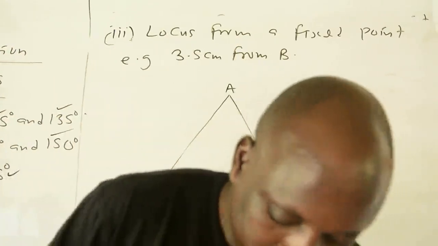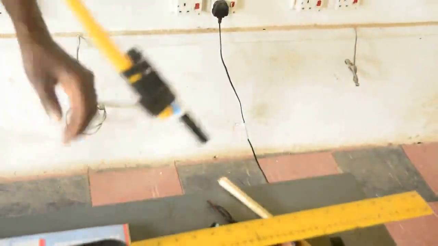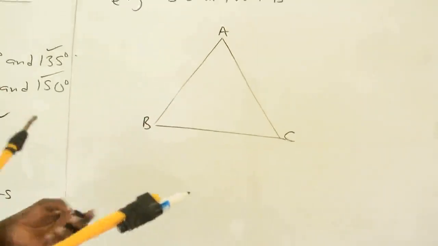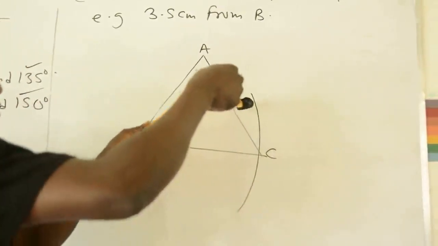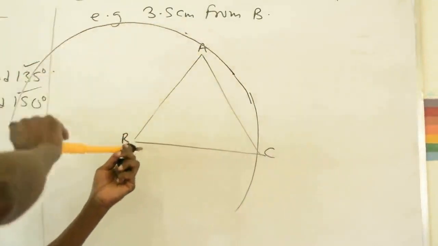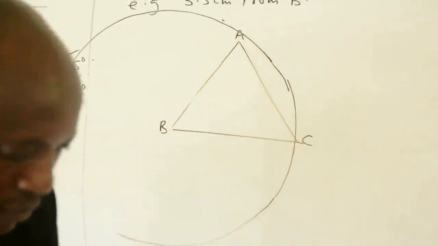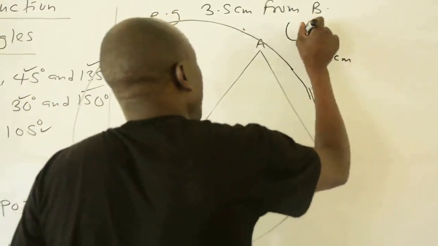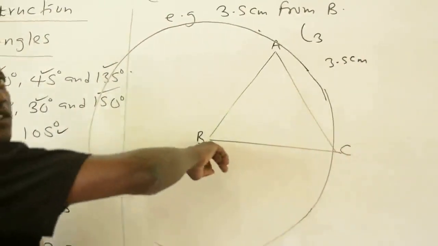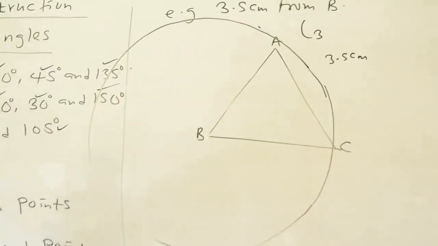They will measure 3.5 cm. Measure it, 3.5 cm. Now, this is 3.5 cm. Then you place it at B, point B. Then you draw a circle with it. So this is 3.5 cm, L3, locus L3. So the 3.5 cm, you place it at B, you draw a circle. So that is locus from a fixed point.